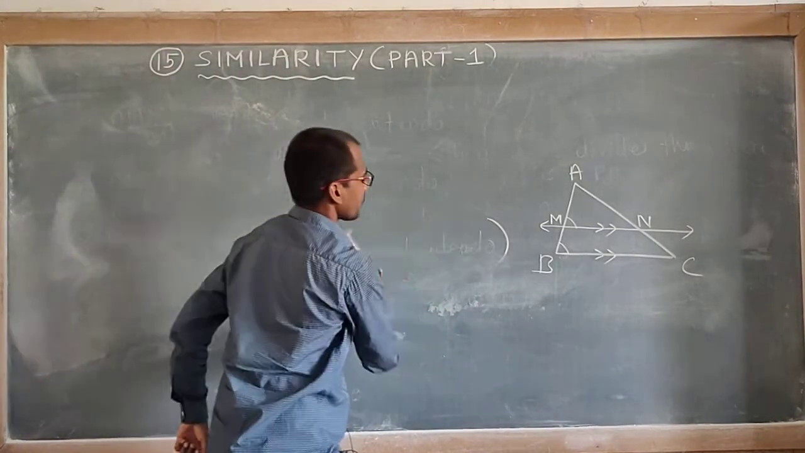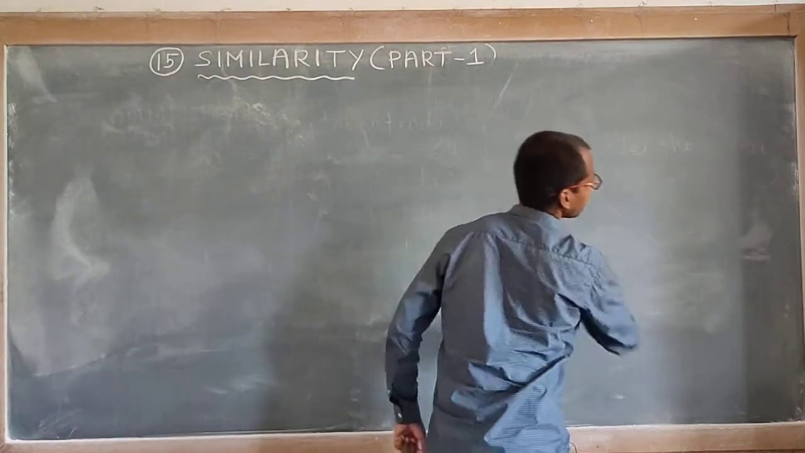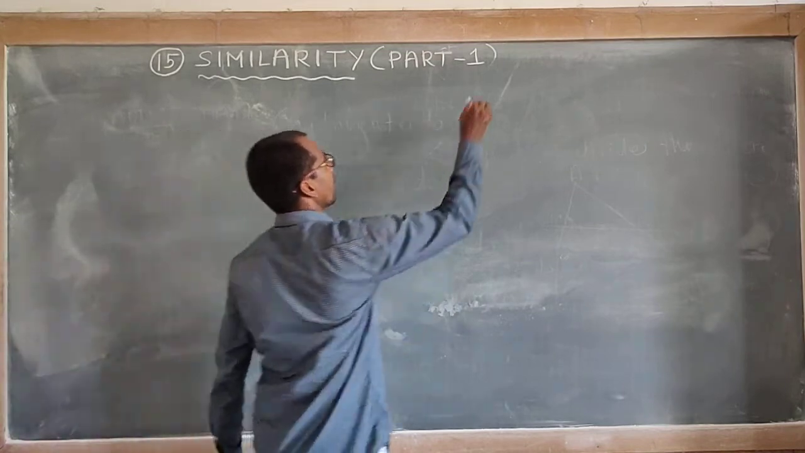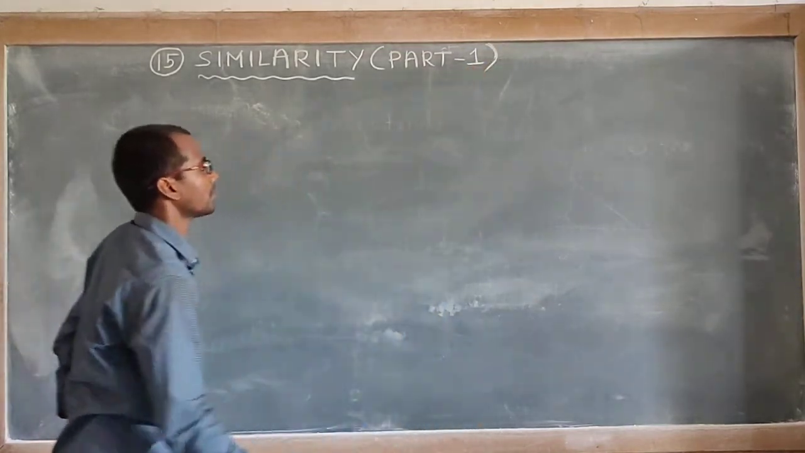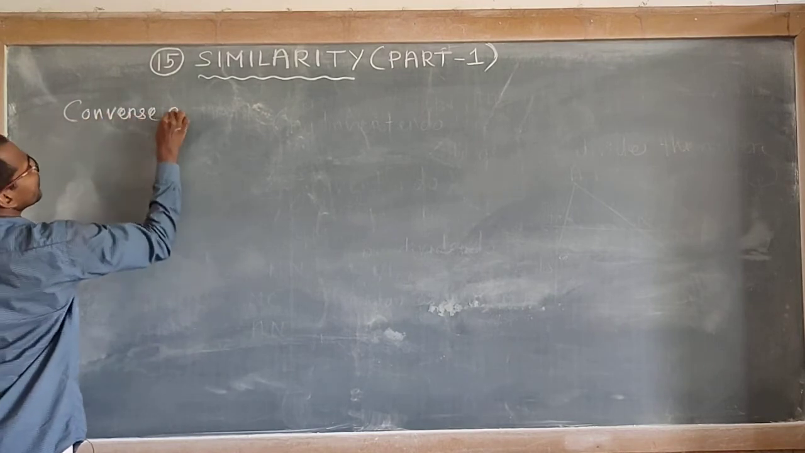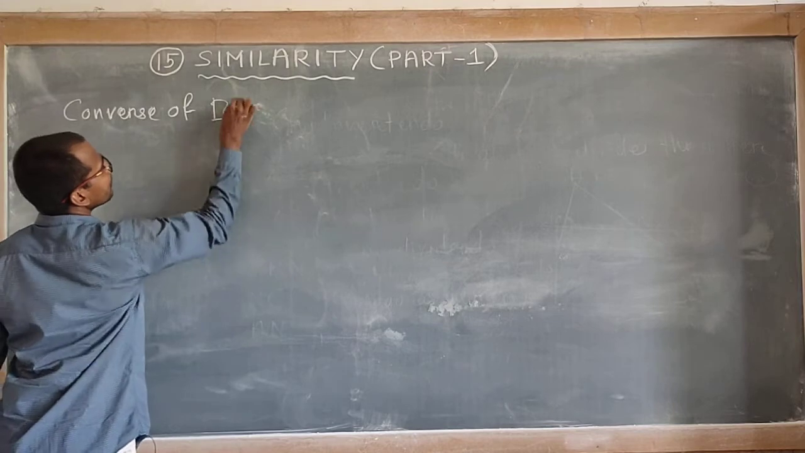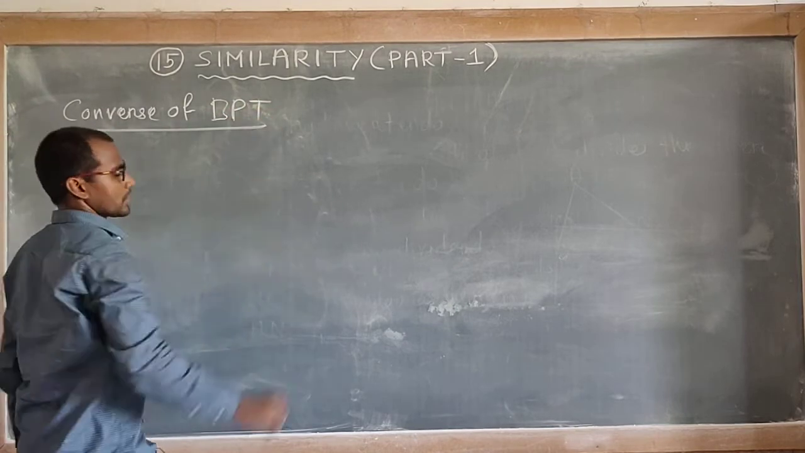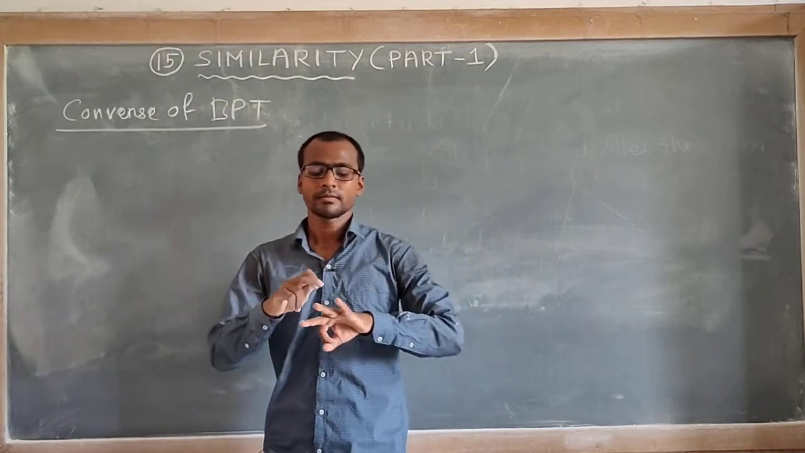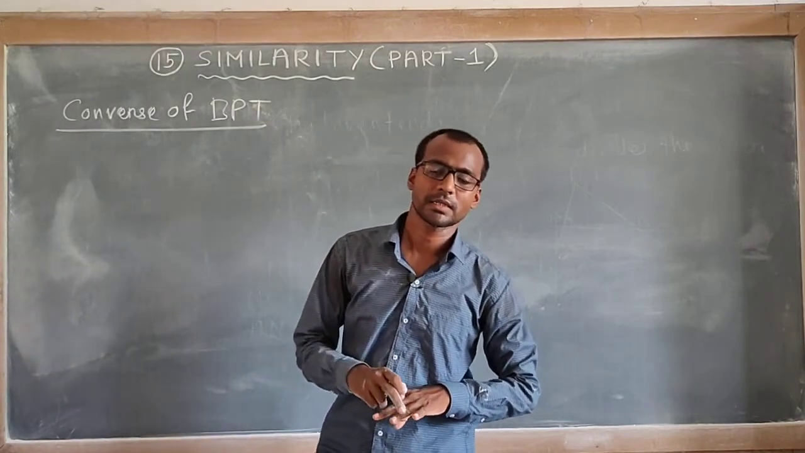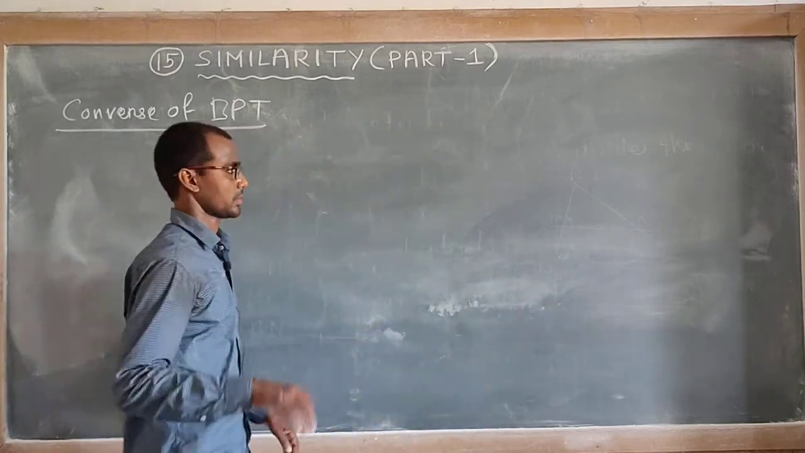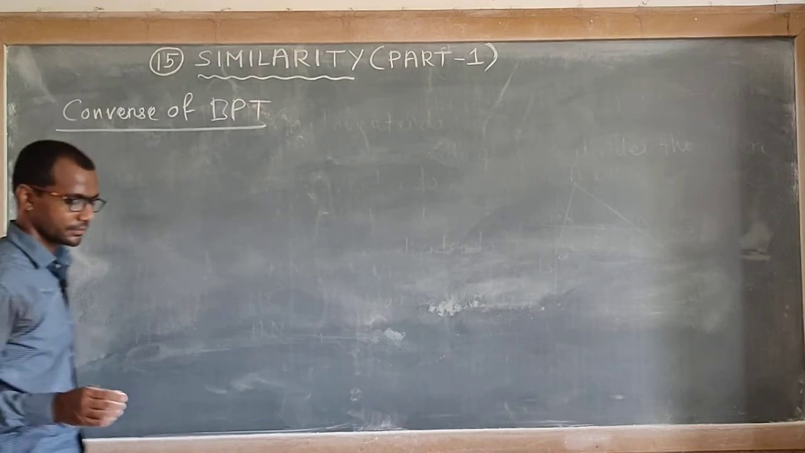Then this part will be over. The first part is only for introduction. Then I will move to examples. Next is the converse of BPT. So here we have studied three theorems. Theorem number 1 given by Pythagoras. Theorem number 2, BPT, given by Thales. Theorem number 3, converse of BPT, again given by Thales. Three theorems. So what is the converse of BPT?